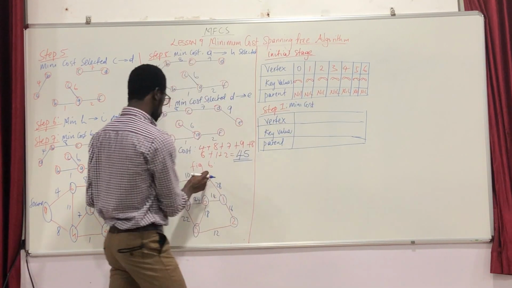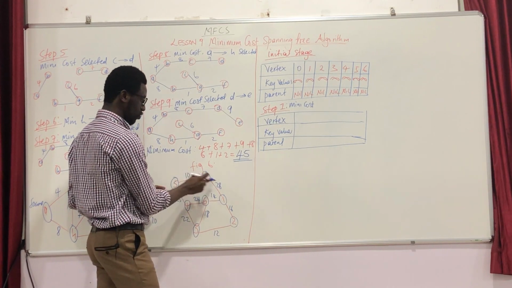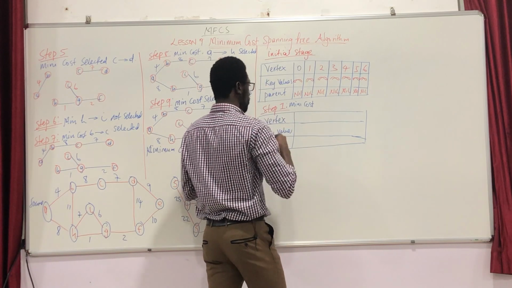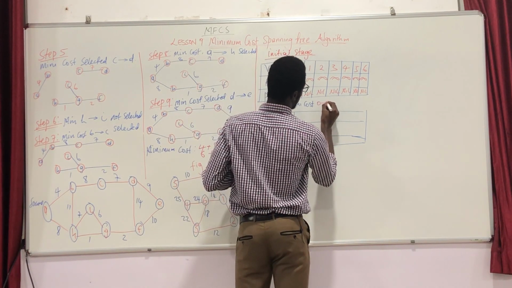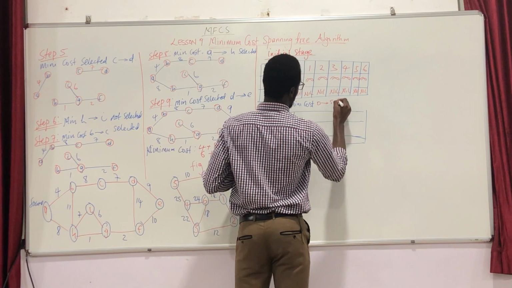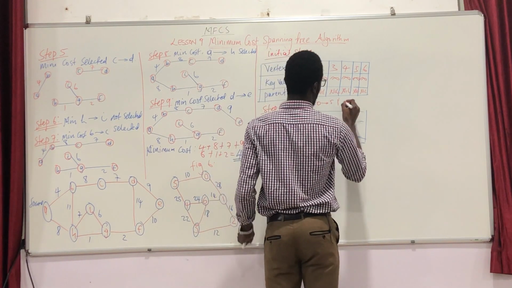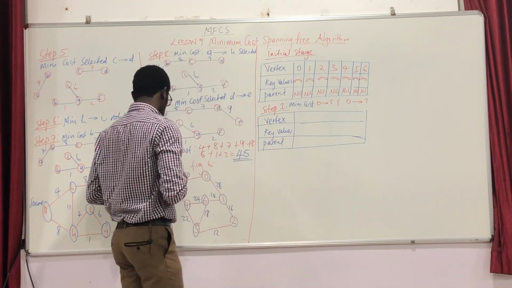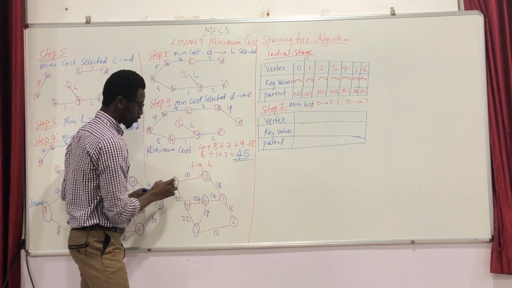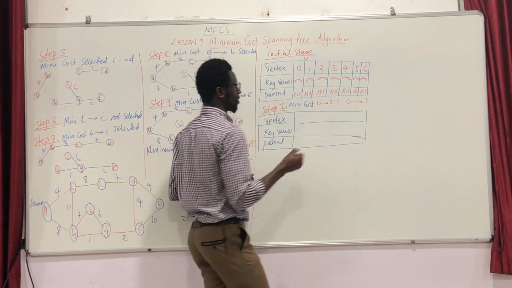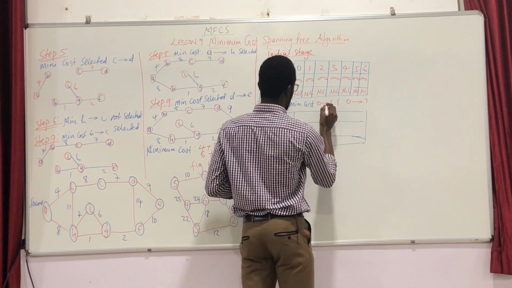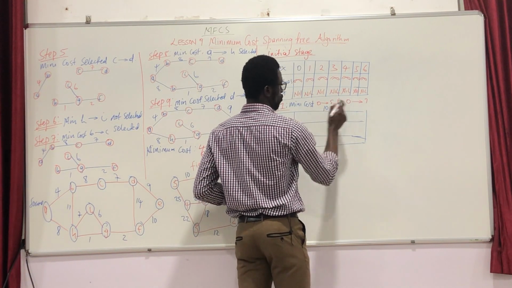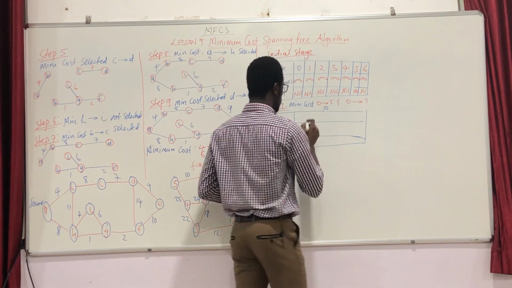Minimum cost here, we start with 0 to 5 and 0 to 1. We compare. So 0 to 5 and 0 to 1. Which one has the minimum cost here is 0 to 5. So 0 to 5 is selected. We'll say here 0 to 5, which is 10. This is selected, 10. So we ignore this, we select 0 to 5.